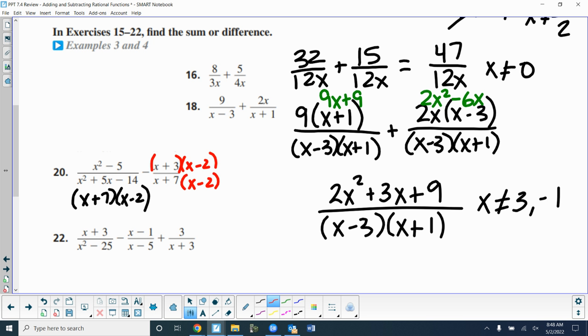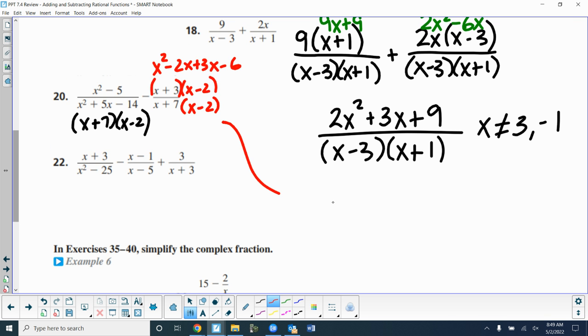So I don't have to do anything to the first one, but I have to FOIL these. So I get x squared minus 2x plus 3x minus 6. Okay? So when I subtract now, remember, that's subtraction. So if you have a minus a negative somewhere, that turns into what? Addition. So sometimes we forget that. All right? So this one, I'll just write it down here. All right, we got our x plus 7 and our x minus 2.